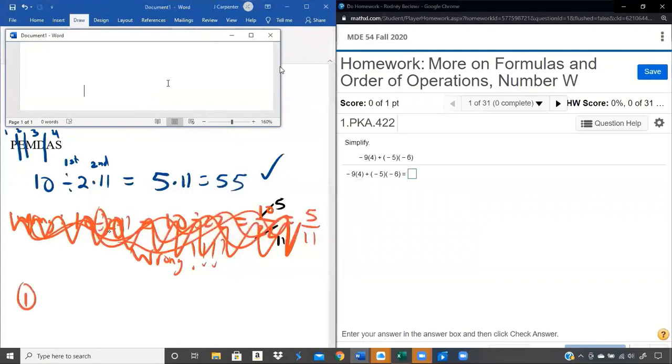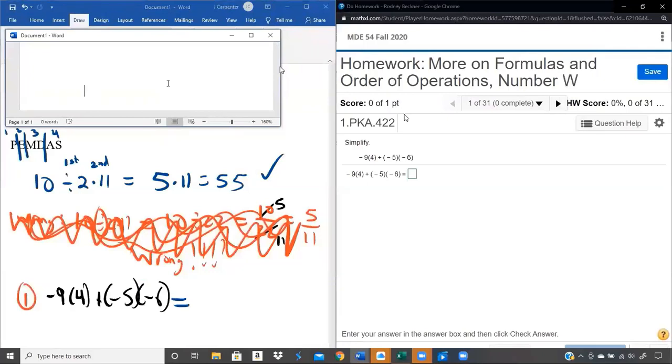Negative 9 times 4 plus negative 5 times negative 6. So PEMDAS, P-E-M-D-A-S. There are no parentheses counting as parentheses. There are no exponents at all in this. So we're on the M and D. There are two multiplications so that we do them in the order we see from left to right. So we're going to do the first product first.